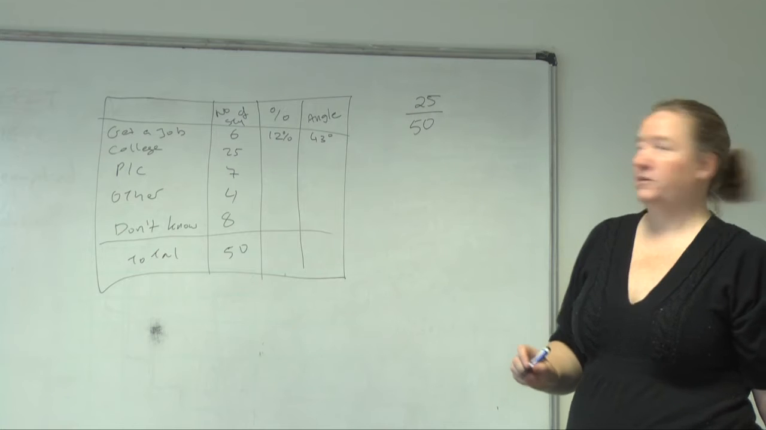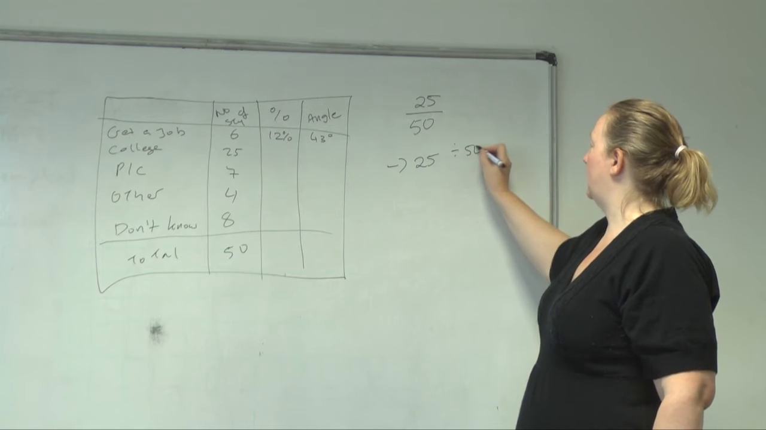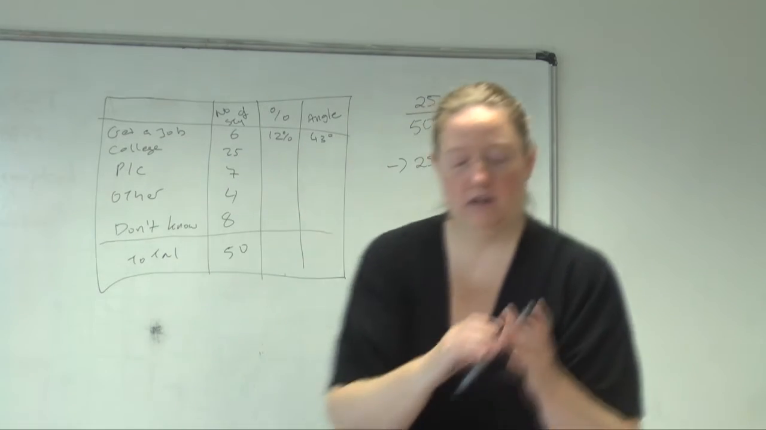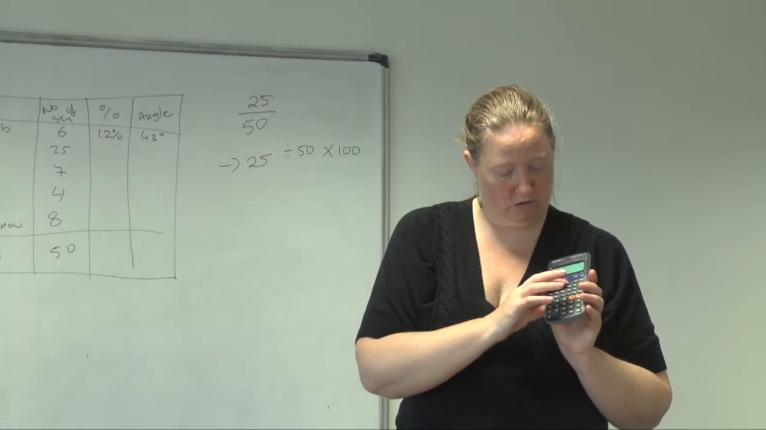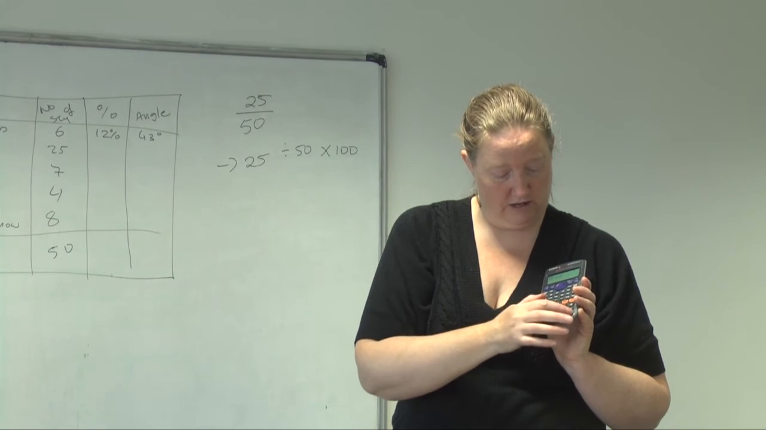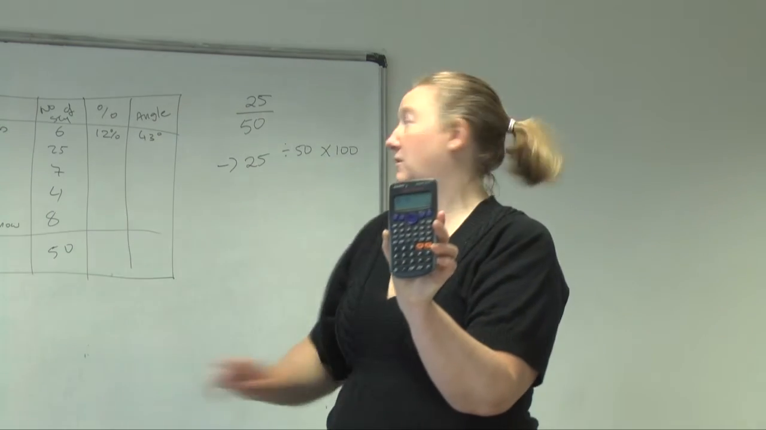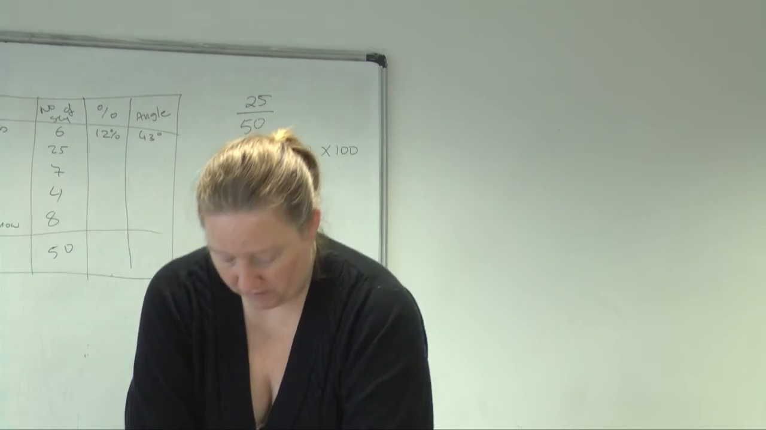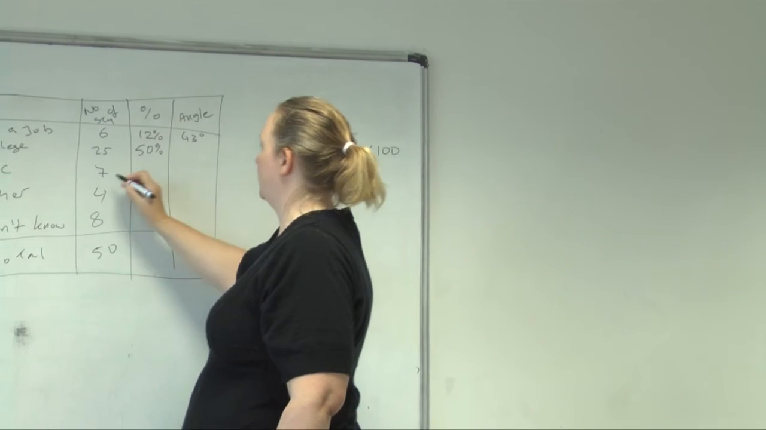To turn that into a percentage, you simply do 25 divided by 50 multiplied by 100. Or what you can do in these calculators is put in the fraction, your 25 over 50, and multiply it by 100, and that will turn it into a percent for you. And when you do that, you find out that it's 50%. I'm going to do all the percentages first.